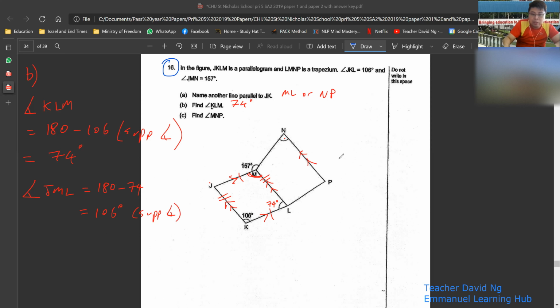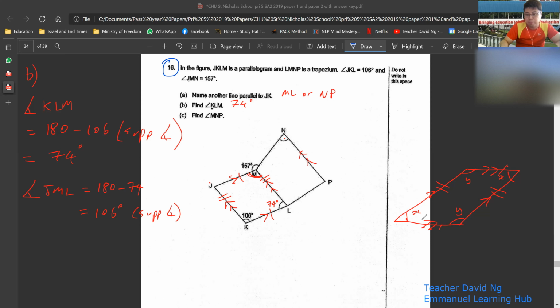The much faster way is the property of a parallelogram, right? Diagonally opposite angles are equal. Does that make sense? Parallelogram. Diagonally opposite angles are equal. You see, I'm drawing a parallelogram. Diagonally opposite angles are equal. This is a property of a parallelogram.